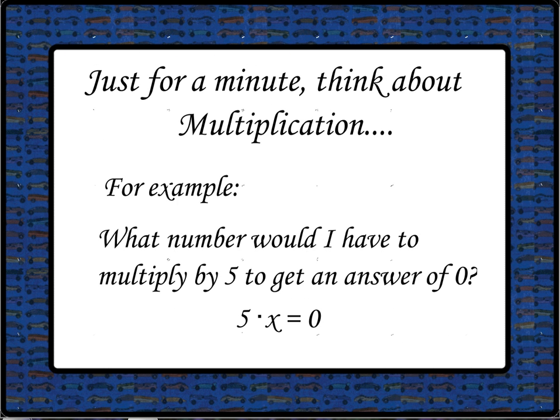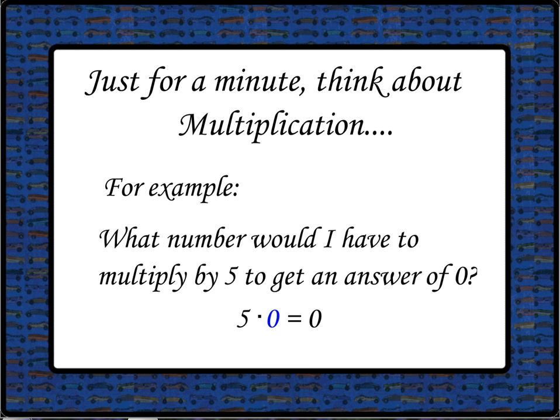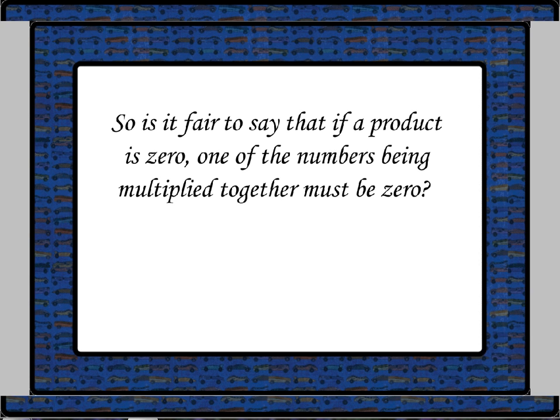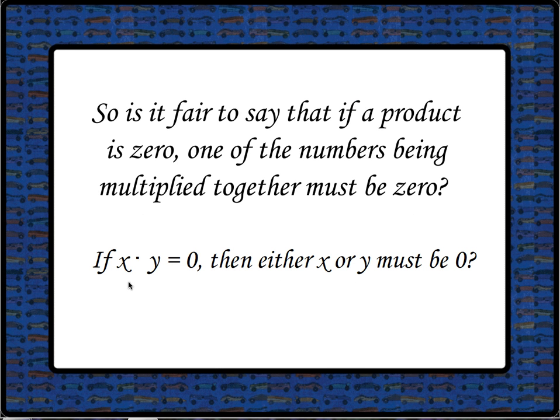What I mean by that, just for example, what number would I have to multiply by 5 to get an answer of 0? Or I could say 5 times what number equals 0? That number would have to be 0 itself. Is it fair to say then that if a product is 0, one of the numbers being multiplied together must be 0? So if x times y equals 0, doesn't either x or y need to be 0?